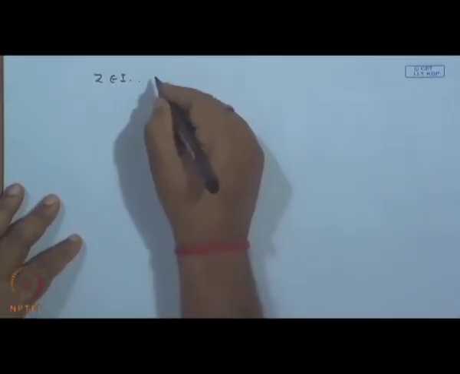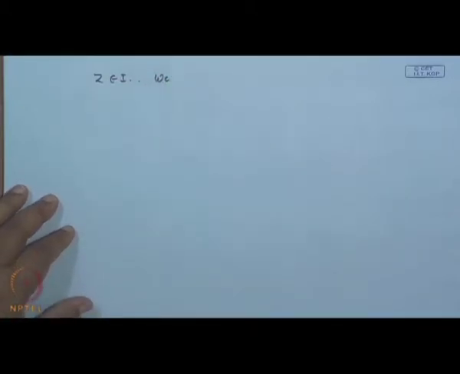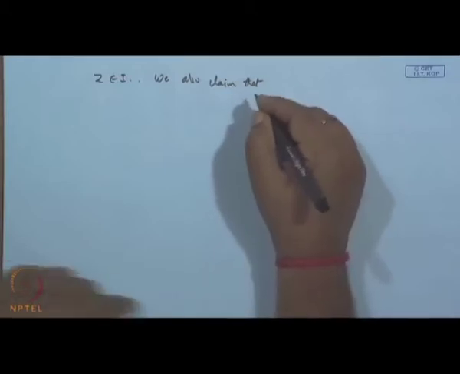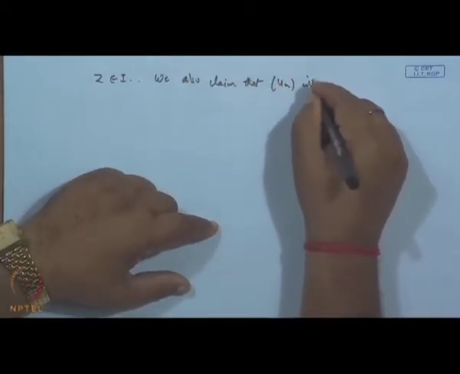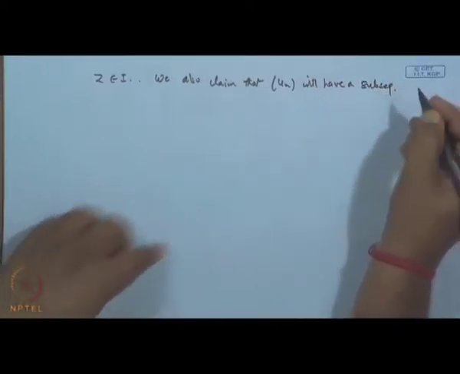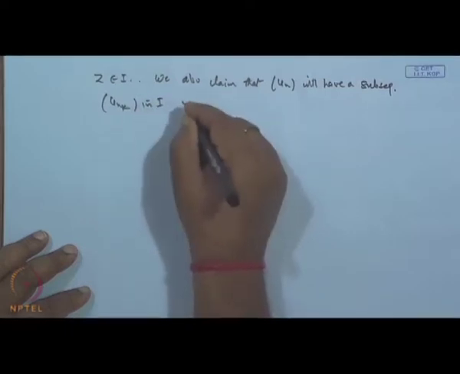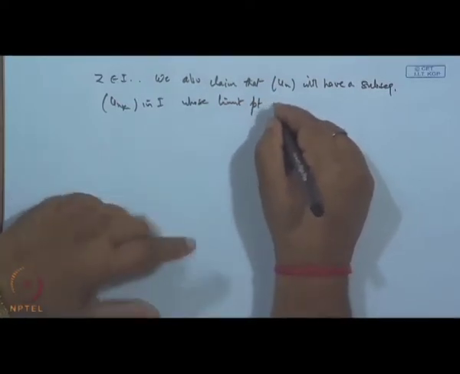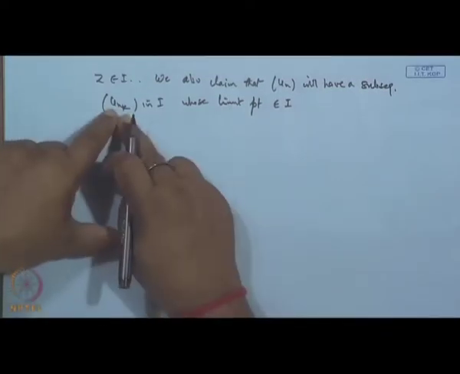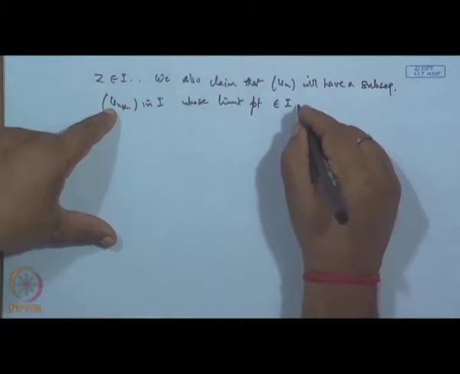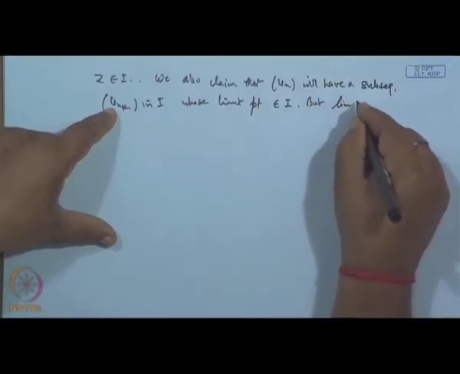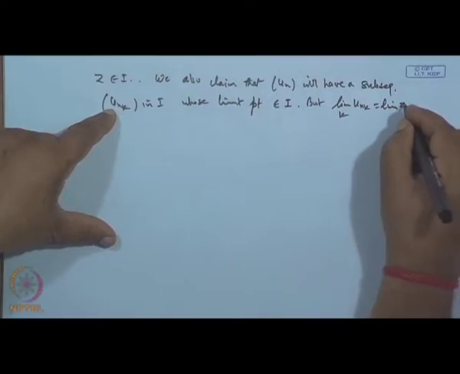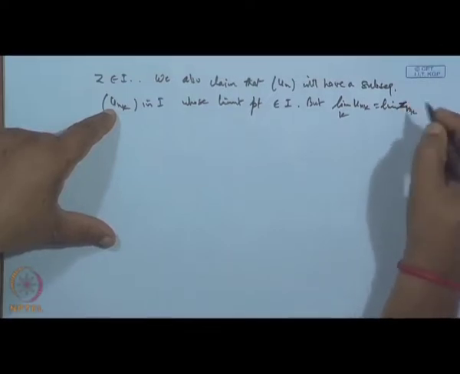Similarly, we can also claim that the sequence u_n will have a subsequence u_{n_k} in I whose limit point belongs to I. But the limit point of u_{n_k} and the limit point z of x_{n_k} will be the same. The reason is this.